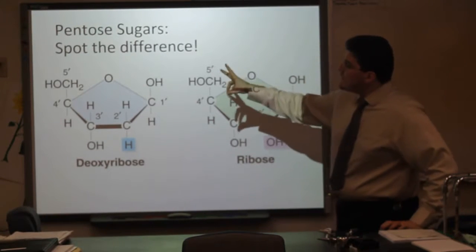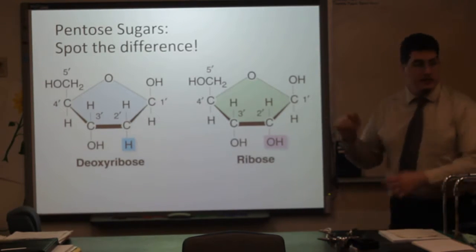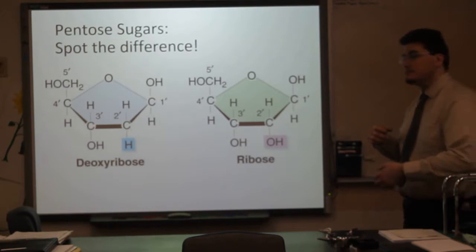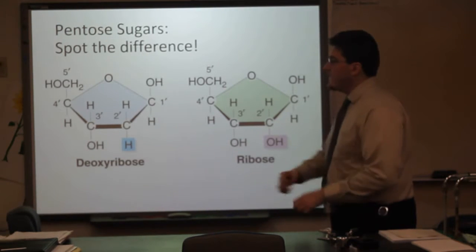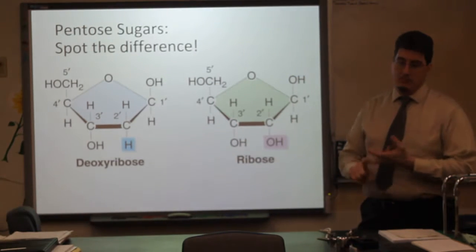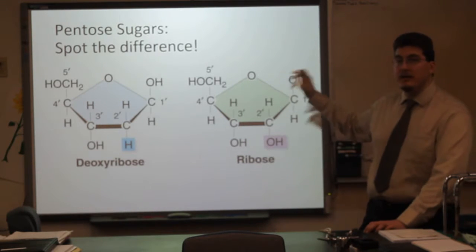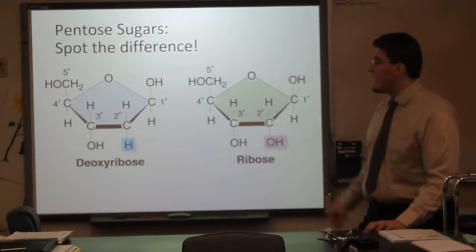So we have here the two pentose sugars that are responsible for our DNA and our RNA. Deoxyribose is responsible for DNA, deoxyribonucleic acid. Ribose is the pentose sugar in RNA, ribonucleic acid.